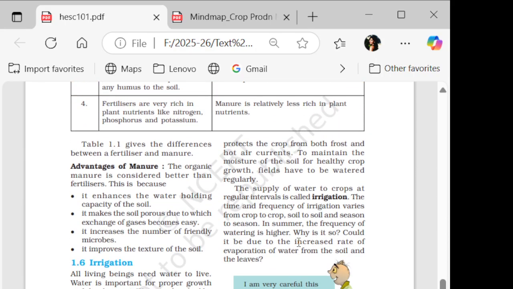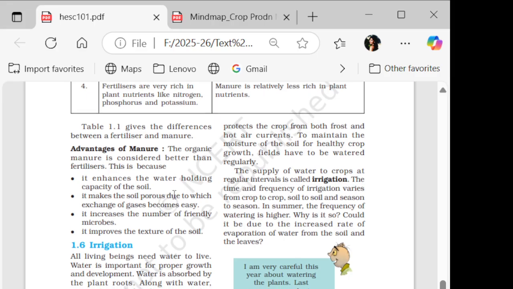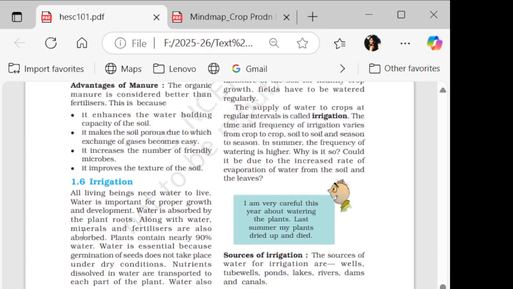Now let's see the advantages of manure. It enhances the water holding capacity of the soil. It makes the soil porous, due to which exchange of gases becomes easy, and it increases the number of friendly microbes. It improves the texture of the soil. The friendly microbes actually help in turning and loosening the soil, and that is why they are known as friendly microbes.